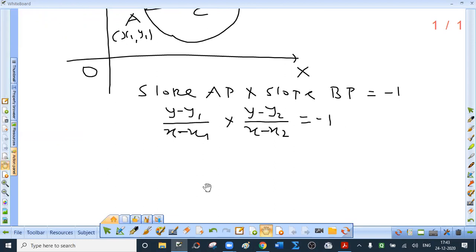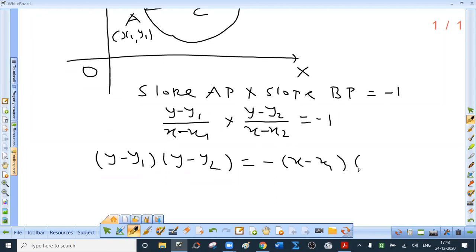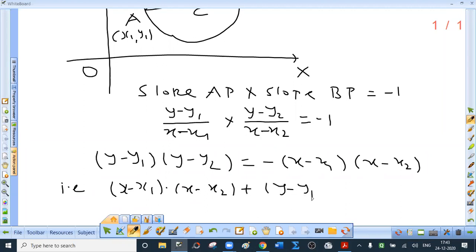Cross multiply and rearrange the terms. If I cross multiply, I get (y minus y1) into (y minus y2) equal to minus (x minus x1) into (x minus x2). So what is diameter form finally? (x minus x1) into (x minus x2) plus (y minus y1) into (y minus y2) equal to 0. That's it. This is which form? Diameter form.